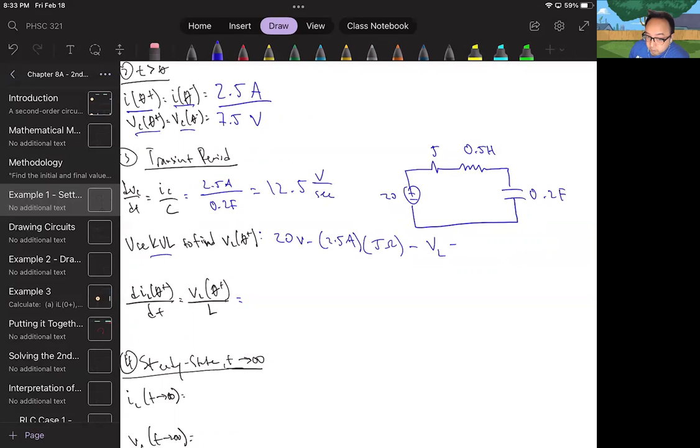Minus what's the voltage across the capacitor? We know that it's 7.5, so that's minus 7.5 volts. All that's equal to 0. So if you go ahead and solve for this, you'll find that the voltage across the inductor is going to be 0. And it does make sense. So did we have to do this?